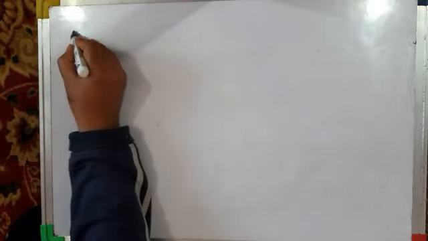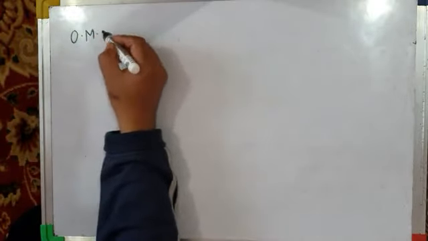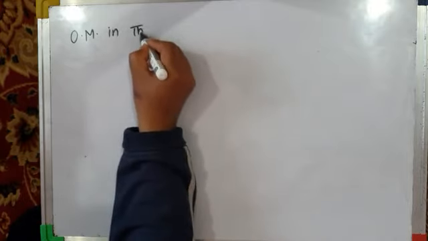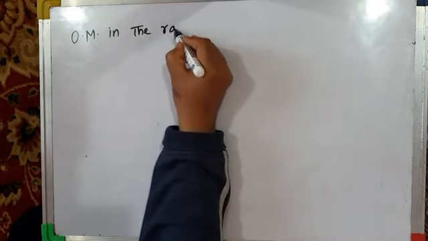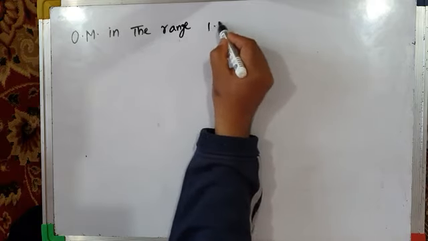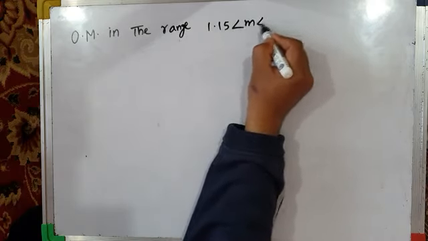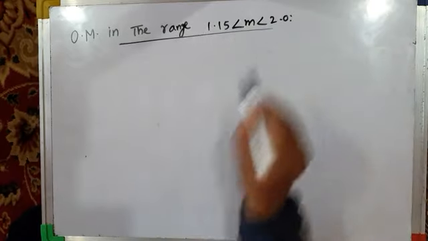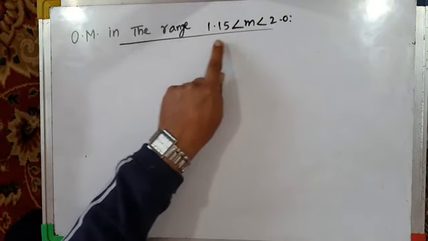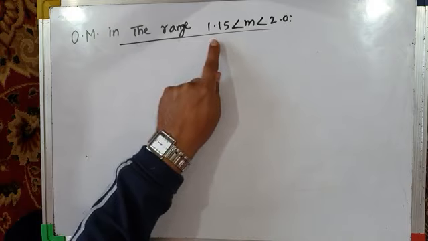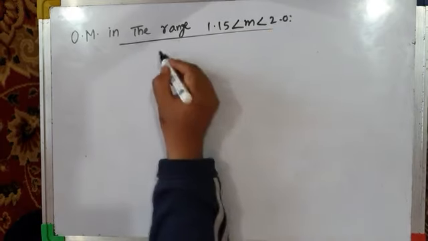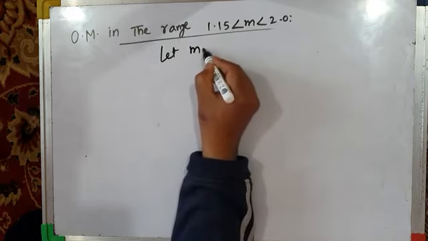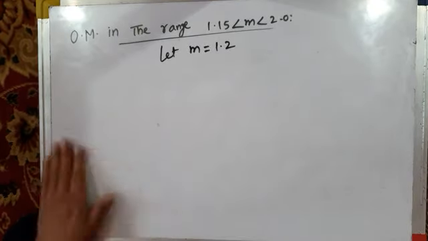1.1. Let us now try to study a slightly higher, different range of modulation index. Okay, now we will study over modulation in the range 1.15 less than m less than 2.0. Now we will assume that our modulation index of the inverter is greater than 1.15 but less than 2.0. Let us take a particular modulation index greater than 1.15. Let us take m equal to 1.2.